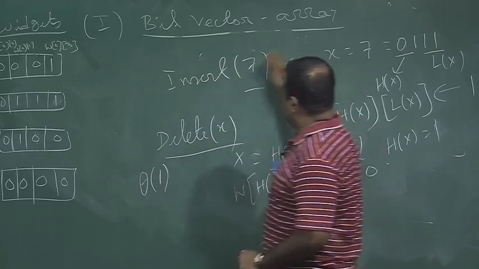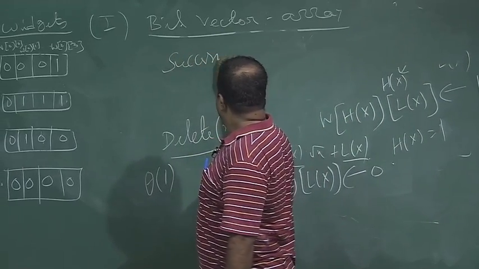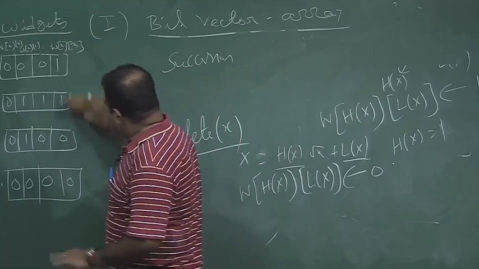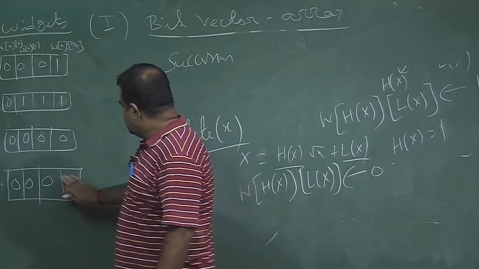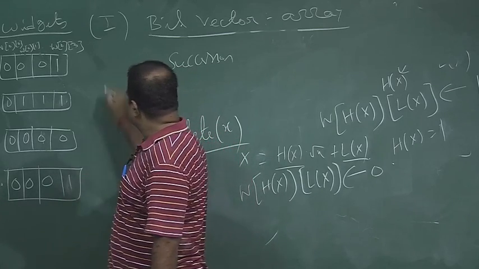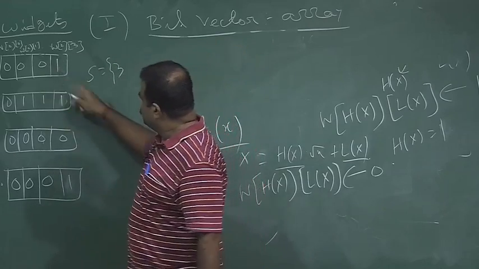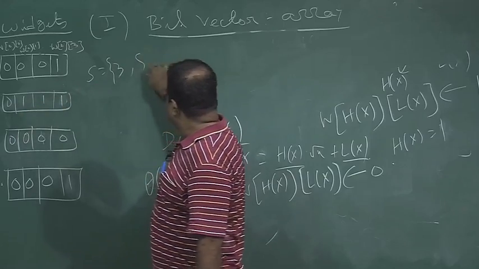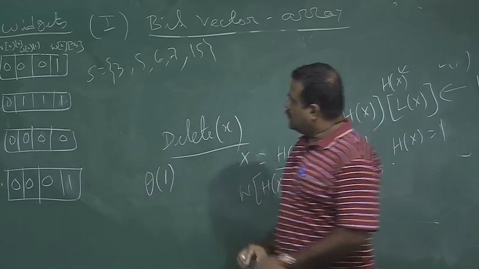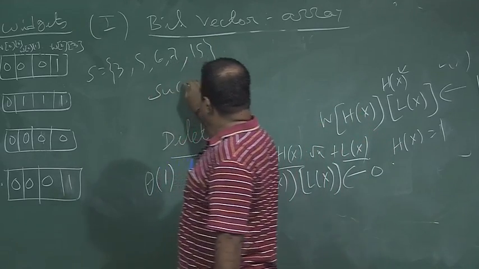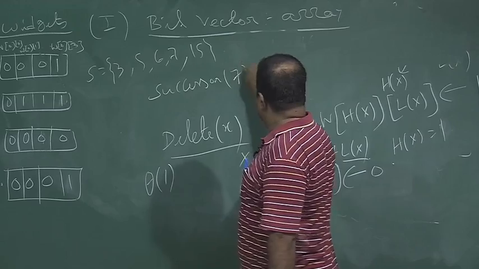Now, what about the successor? What about the successor query? Okay. Now, suppose we have this situation, suppose here it is 0 and here it is 1. So, S is now 3, then we have 5, 6, 7 and then this is 15. Suppose S is like this. Now, suppose we want to find out the successor of, say, 7, x is 7.